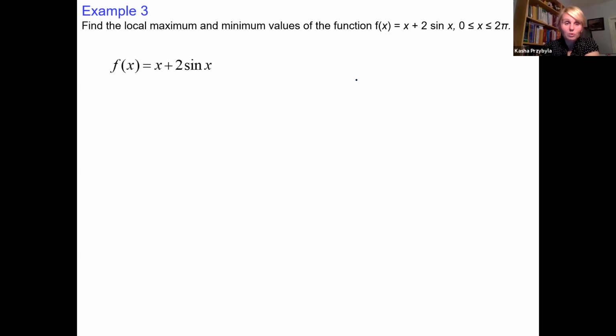We have to find the derivative first. And who can type for me the derivative of x plus 2 sine of x? I'm just looking at the chat box. I know that you're typing.